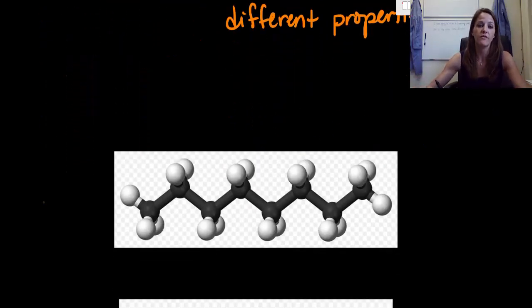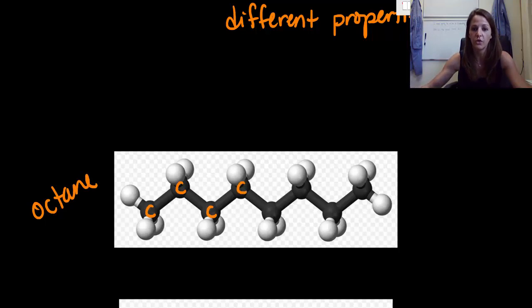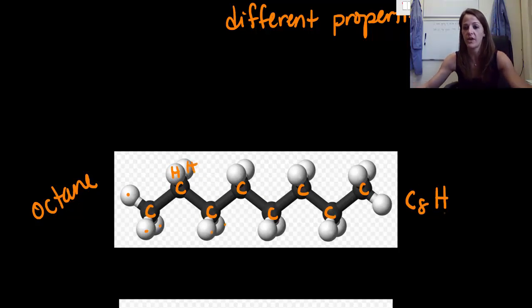This first one we have here is octane. Every one of these black circles represents a carbon atom. If we go through here, we have 1, 2, 3, 4, 5, 6, 7, 8 carbon atoms. And every one of these white ones is a hydrogen atom. So that's 2 right there. If you count all these up, we have 18 hydrogen atoms. So octane is in the linear geometry and it has the molecular formula C8H18.